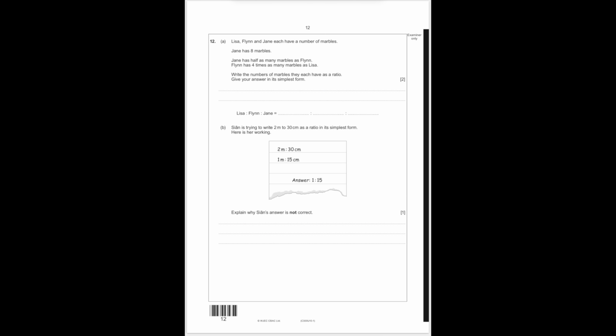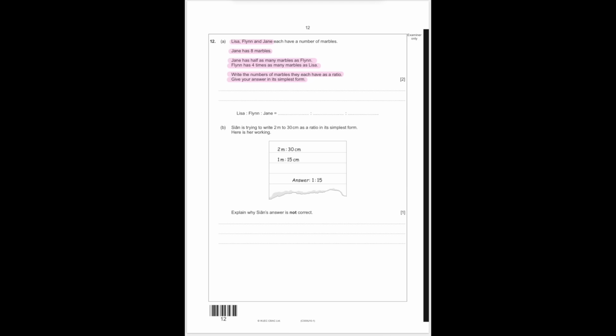12A. Lisa, Flynn and Jane each have a number of marbles. So we've got Lisa, Flynn and Jane. Jane has 8 marbles. Jane has half as many marbles as Flynn. Flynn has 4 times as many marbles as Lisa. Write the numbers of marbles they each have as a ratio. Give your answer in its simplest form.